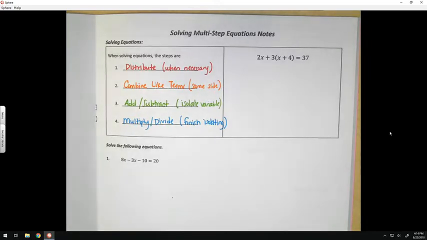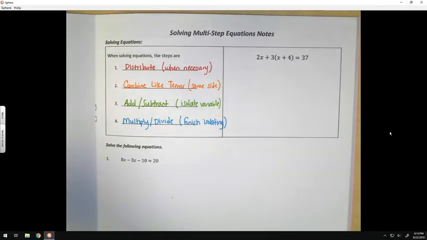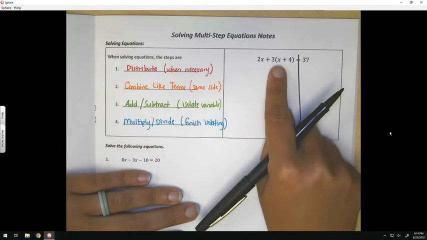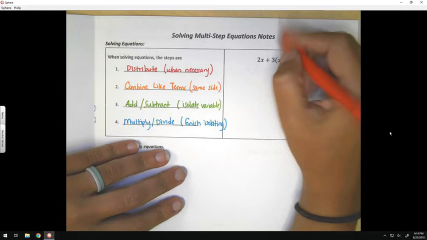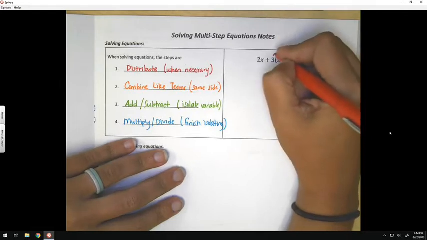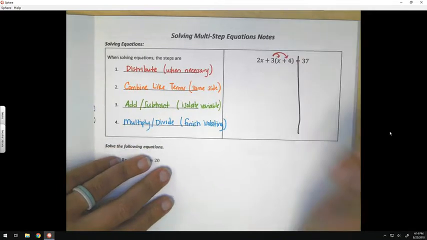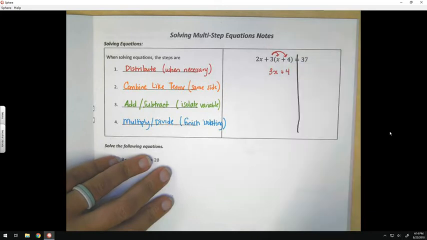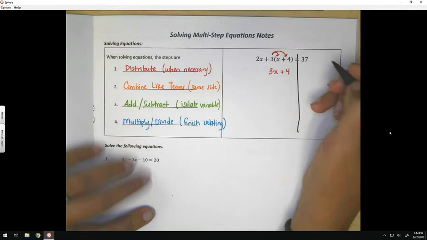So I'm looking at the problem that's here in this box, and what I'm seeing is that I'm going to need to start by drawing a vertical line through my equal sign. Now I'm noticing that there's a parentheses with a number on the outside. So I'm going to go ahead and distribute the 3 in order to get rid of that parentheses. So when I do that, I'm going to get 3x plus 4. And I'm just going to drop down the rest of this equation without changing anything.